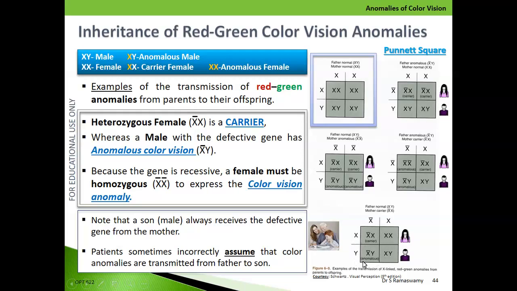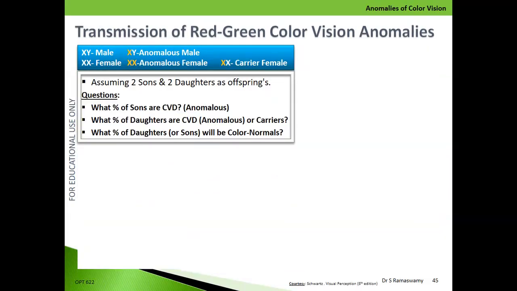In case of the sons, 50% of them will be color defective. I'll go over this again in the next slide in a little more detail, so that you can understand this better. So remember, we are assuming two sons and two daughters as offsprings. The question is always going to be worded: what percentage of sons or what percentage of daughters are going to be color defective, or what percentage of daughters are carriers, or it can ask you what percentage of daughters or sons are color normal. Okay, so keep that in mind.